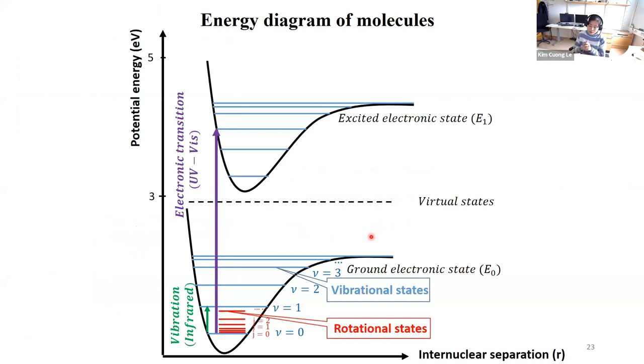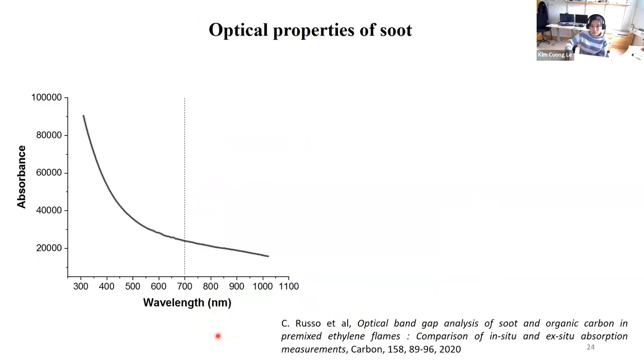Okay, so when the sample is excited by visible and infrared light, it can give us information on vibration and rotation. Of course, in our case with Soot, we only have vibration and no rotation, because it is a lattice. Now, if we shine light from UV to visible on the sample, it can probe the information of electronic transitions in our sample. Here I show you the absorption spectra of Soot in the UV-visible region.